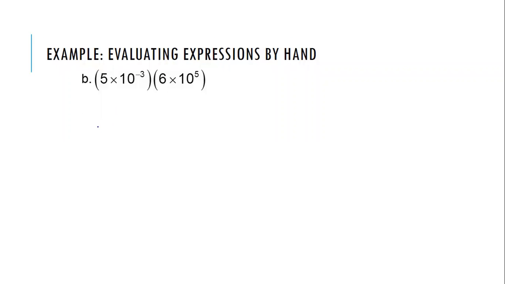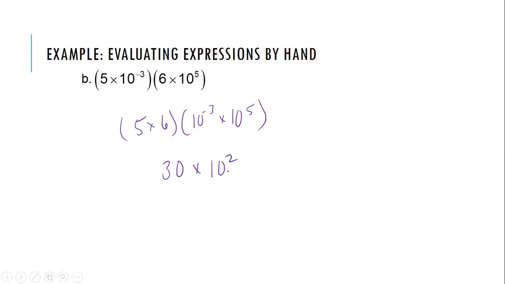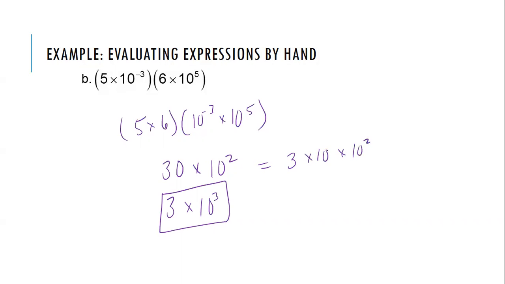So when you multiplied, you rearranged and you had 5 times 6 times 10 to the negative 3 times 10 to the 5th, which gives you 30 times 10 to the 2nd. Now, this isn't scientific notation because your C value isn't between 1 and 10. So it will result in 3 times 10 to the 3rd. Why 10 to the 3rd? Because the C value has to be between 1 and 10. So this is the same thing as writing 3 times 10 times 10 to the 2nd.